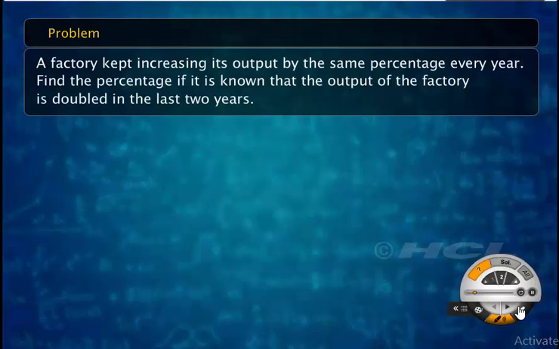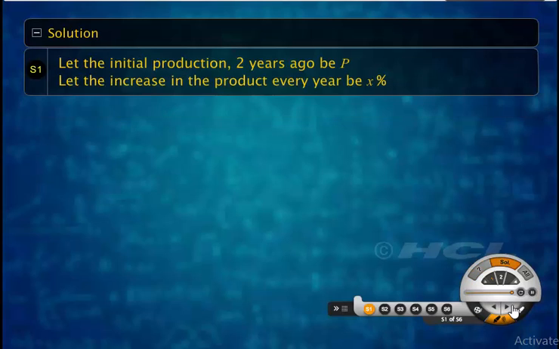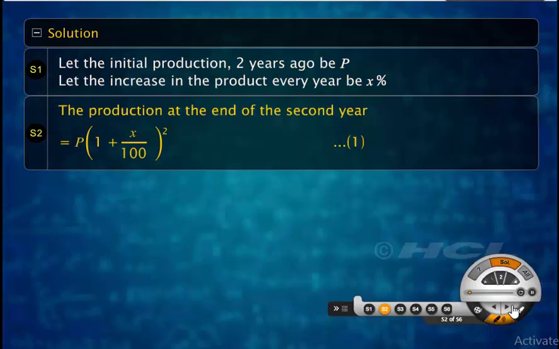A factory kept increasing its output by the same percentage every year. Find the percentage if it is known that the output of the factory is doubled in the last 2 years. Let the initial production 2 years ago be P, and let the increase in production every year be x%. We use the formula to calculate the amount in the case of compound interest to evaluate the production at the end of the second year.